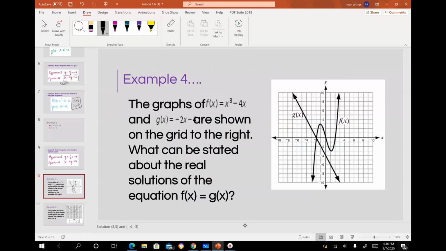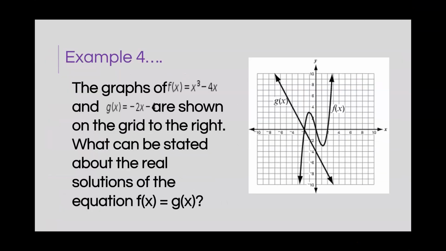So now let's look at other types of problems you could see with systems. Okay, so example 4 says the graphs of f of x equals x cubed minus 4x and g of x equals -2x minus 4 are shown on the grid to the right. What can be stated about the real solutions of the equation? So what can we state about the solutions to where f of x equals g of x? Where do these two equal? Where do they meet? Well, they meet in how many places? They meet in one place.